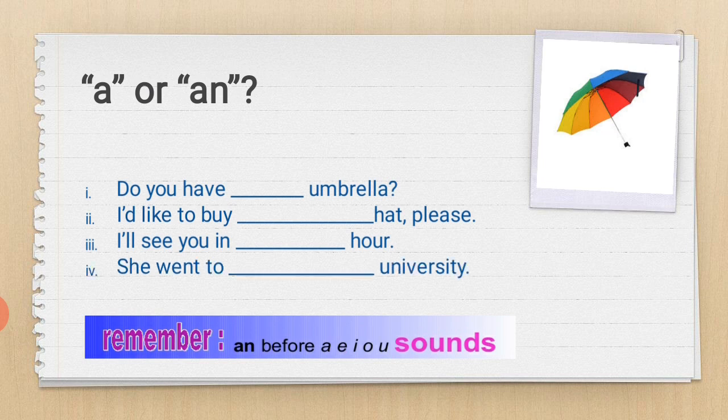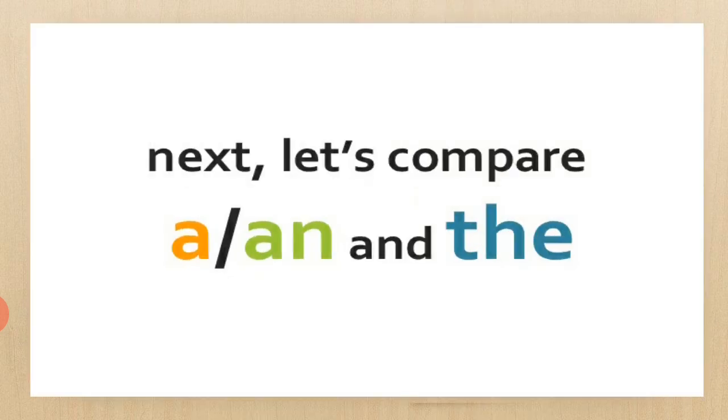And the last is she went to dash university. Vowel sound or a consonant sound in university? The initial sound is consonant. Yes, a university. Very good. Now let's compare a and an with the.